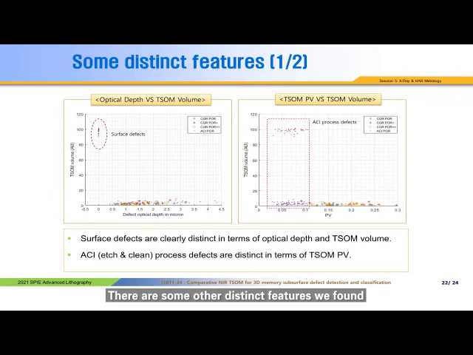There are some other distinct features we found. The left figure plots optical depth versus T-sum volume, and the right figure plots T-sum PV versus T-sum volume. From the plots, we can clearly distinguish surface defects in terms of optical depth and also T-sum volume. ACI process defects are also distinct in terms of T-sum PV.